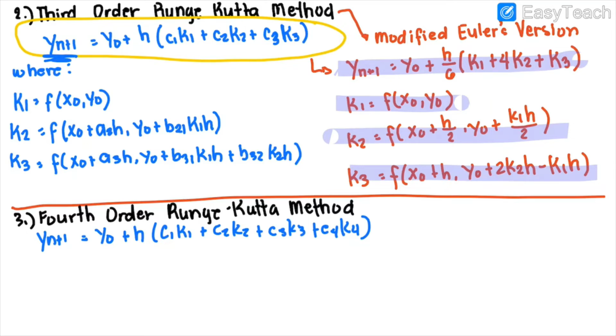So it correlates with what we had before. It is the same as before. But again, in continuation with the fourth order Runge-Kutta method, the values of k1, k2, k3, and k4 are still the same.